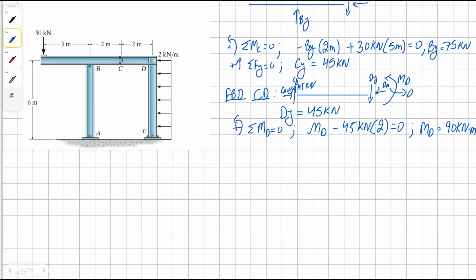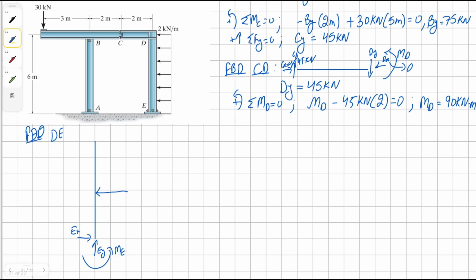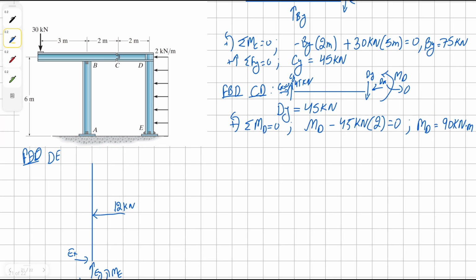Now we can draw the free body diagram for member DE. The uniform load, we're going to convert it. It's going to become 6 times 2, 12 kilonewton. And then we have already found our DY, which is 45 kilonewton. DX we said is 0. And because we have counterclockwise on the CD, we're going to have clockwise on this.